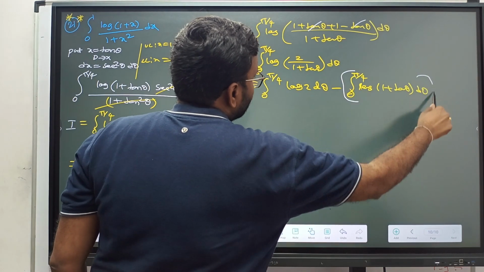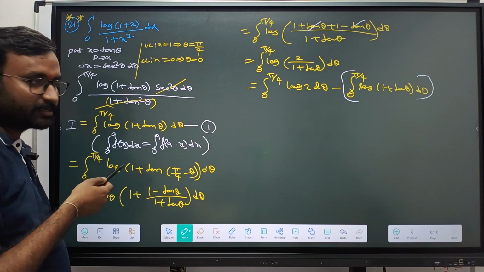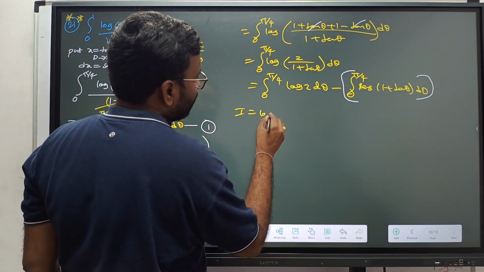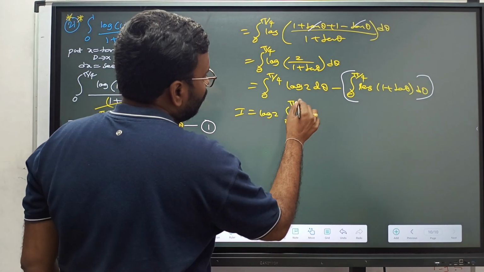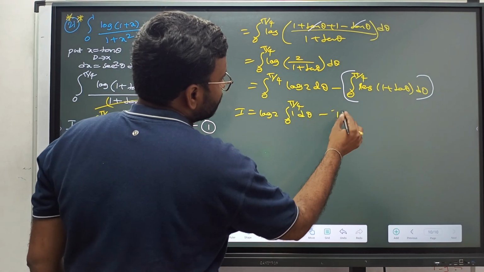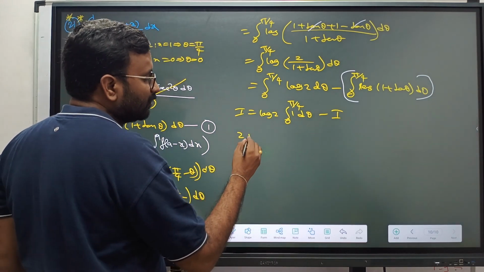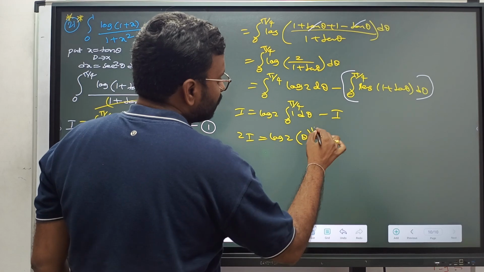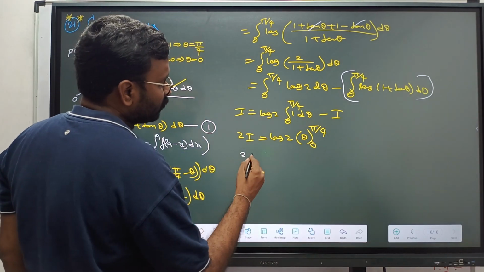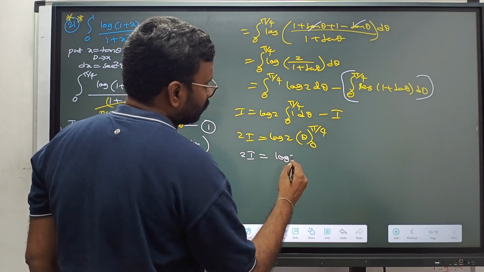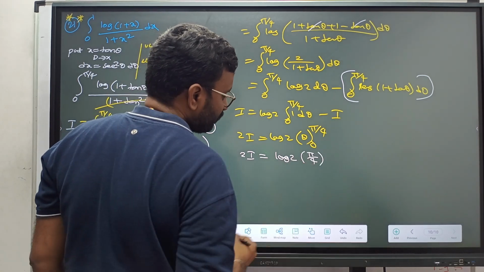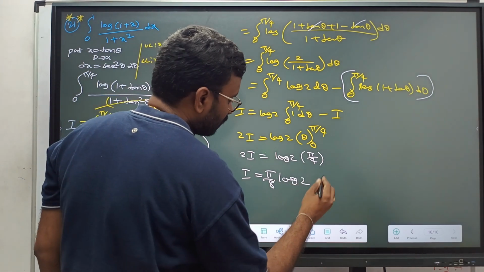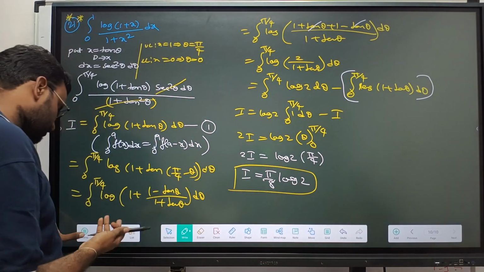This is only the equation number 1 what we taken, right? So I is equal to integral 0 to pi by 4. Taking log 2 outside, integral 0 to pi by 4 of 1 d theta, minus this, which is what? I. So I plus I, 2I is equal to log 2 times integral of 1 d theta, which is theta, na? From 0 to pi by 4. So 2I is equal to log 2 times pi by 4 minus 0, which is pi by 4. So I is equal to pi by 8 log 2. Same answer, same answer.